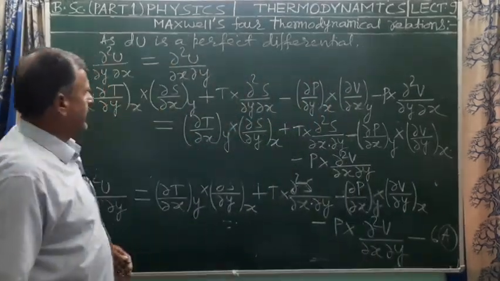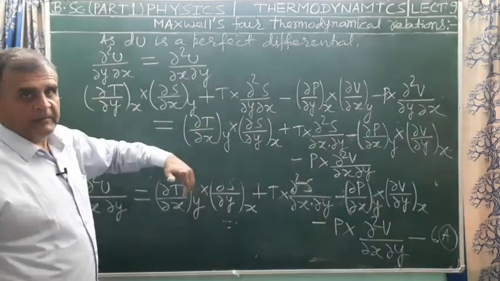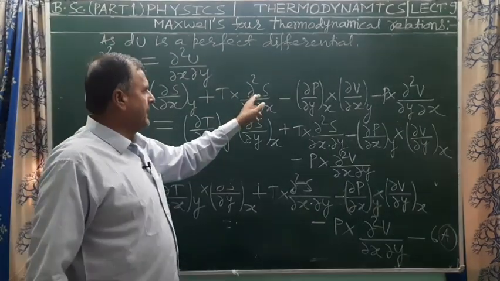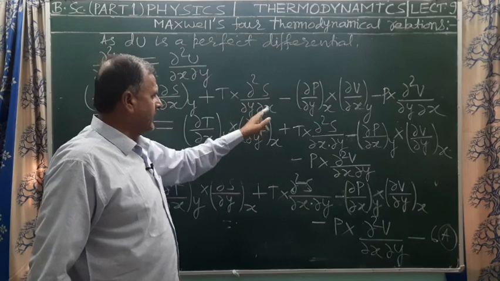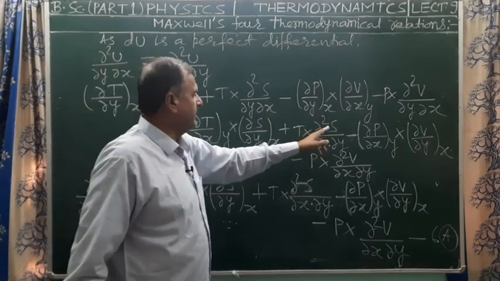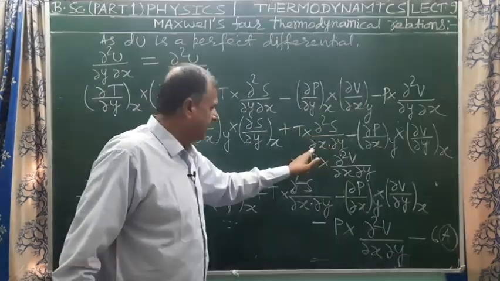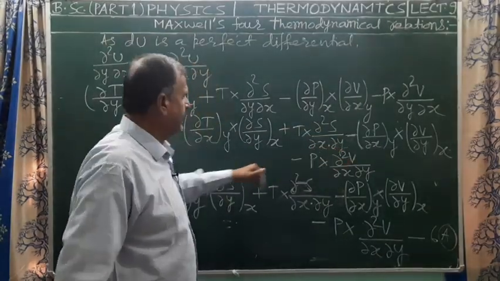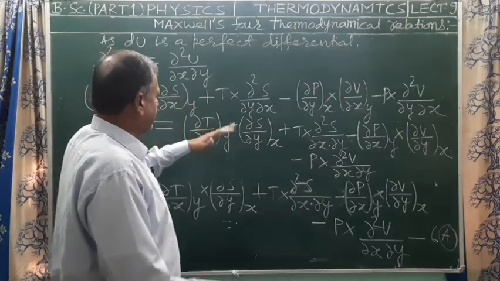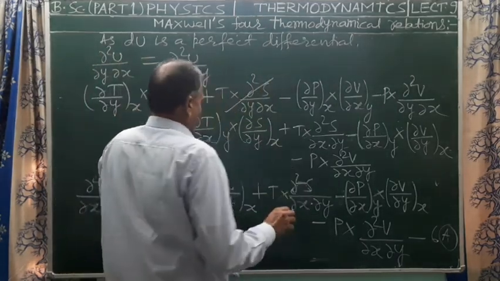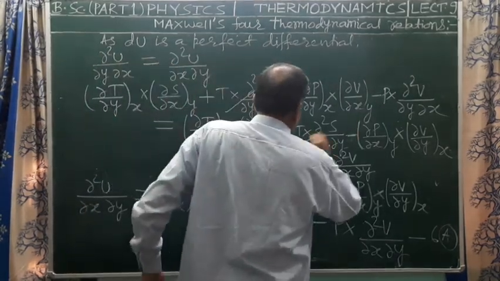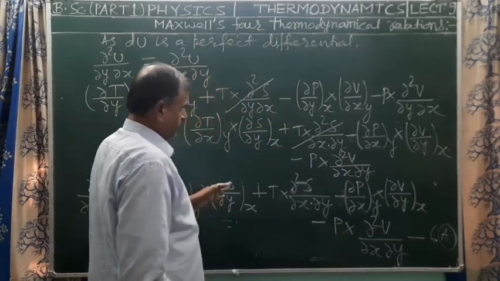As dx is also a perfect differential, we can write del square x upon del y into del x is equal to del square x upon del x into del y. So both terms will cancel out in the LHS and RHS of the equation we have obtained.